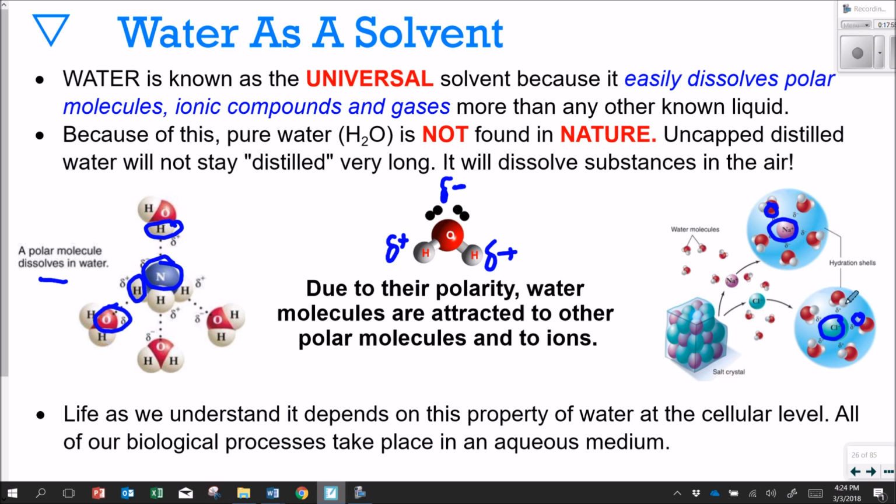Life as we understand it really depends on water being a good solvent, because at the cellular level, all of our biological processes will take place in an aqueous medium.